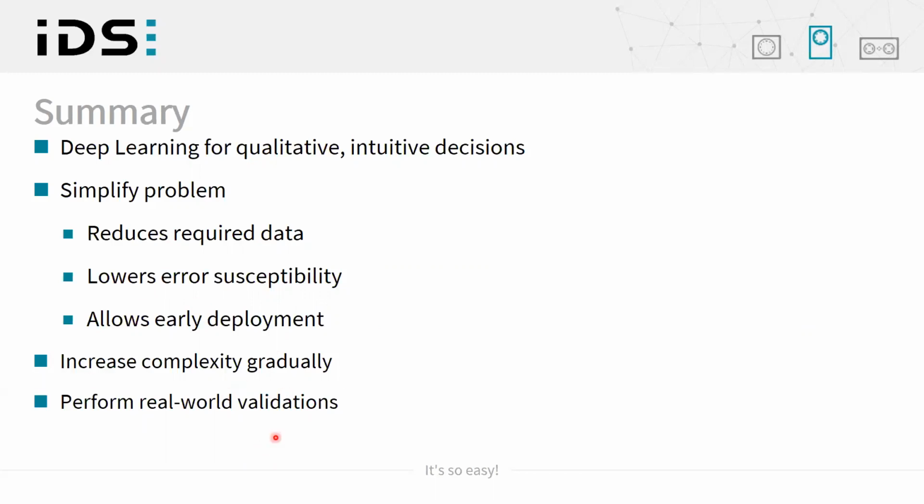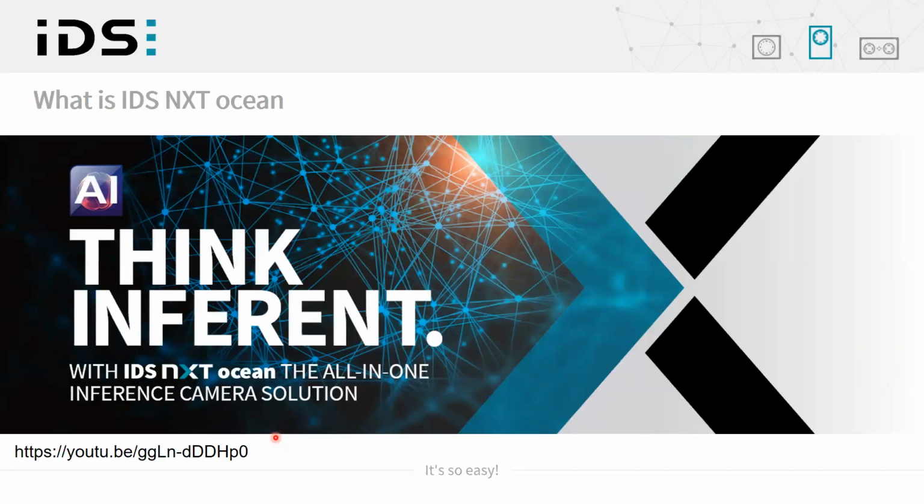Okay, I already said it, but I'll say it again. Real-world performance checks are really important. Right. So I also hope that I could interest you in IDS NXT Ocean and that I could convince you that this empiric experimental approach is a good way to get started if you want to approach a neural network, a deep learning problem.